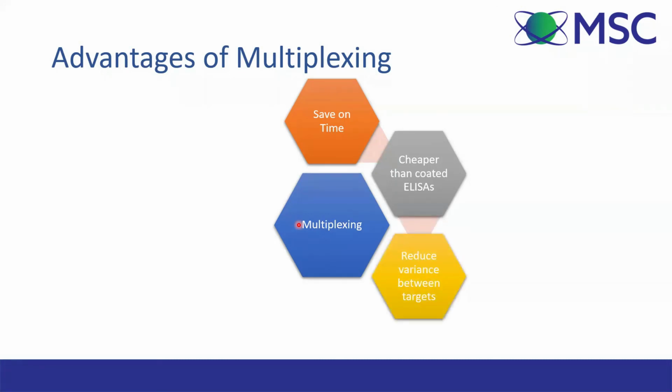You can also reduce variance between targets. Because you're running the assay at the same time for each target, any variance between those can be eliminated. Like I said, if you're running 20 different ELISAs, you're probably having to freeze-thaw your sample numerous times. So again, you could be increasing the amount of variance between those targets greatly.